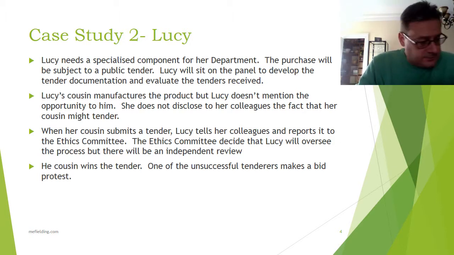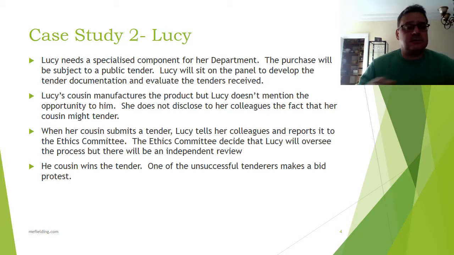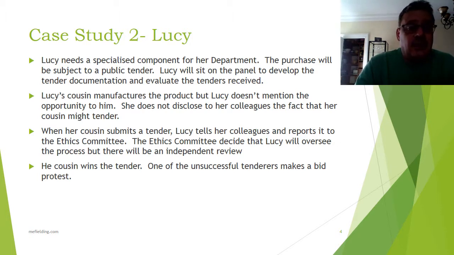Right, the question comes forward. Let me just have a look at the question again. So it's Lucy gone. It tells us that she reports it to the ethics committee, and she tells it to her colleagues. Little bit of grey area there because you don't know what she's telling them, and when it says colleagues, you don't know who they are. So it's still not necessarily clear that the rest of the panel know that this cousin guy actually does this himself.